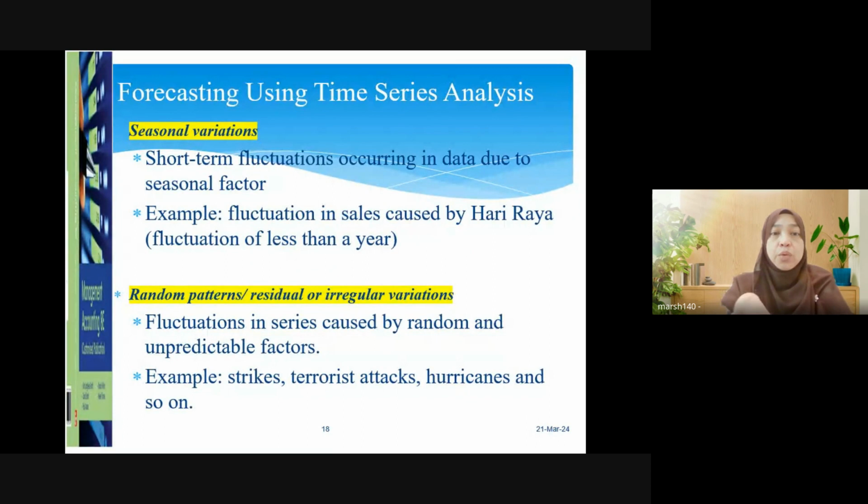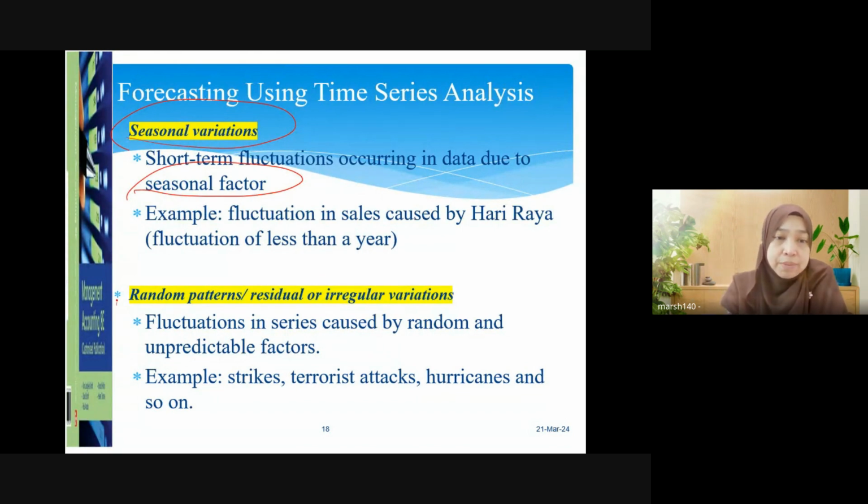And then the third one, seasonal variation. Short-term fluctuations occurring in data due to seasonal factors. Macam sekarang lah, fluctuation in sales caused by Hari Raya. If you sell cookies, now is the time for you to produce more. You can sell more. Sales will increase. Samalah baju raya kan, sales increase. But if you sell cookies after Hari Raya, volume will maybe slightly reduce.